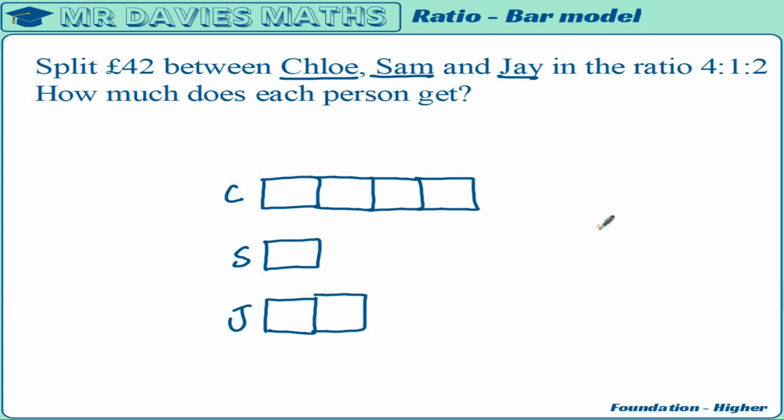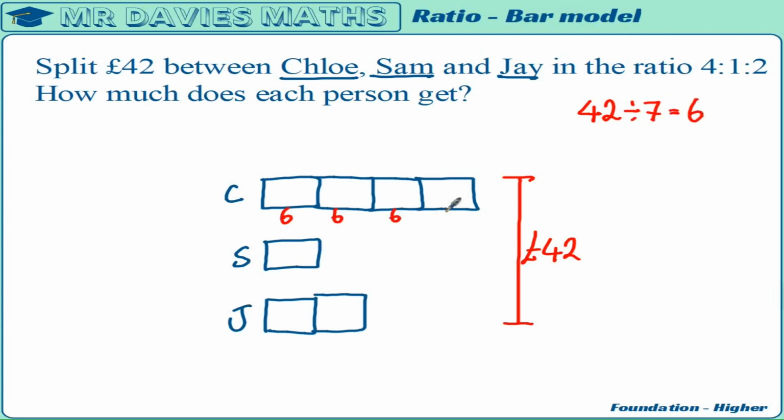So what piece of information have we been given? Again, we've been given the total. So £42 is being split between these 3 people in 1, 2, 3, 4, 5, 6, 7 boxes. So 42 shared into 7 boxes is 6. So I now know that there's 6 in each box.